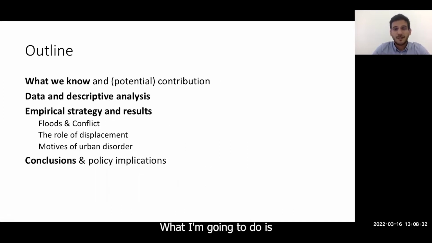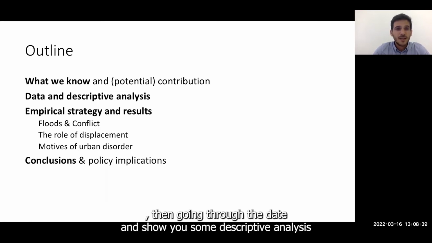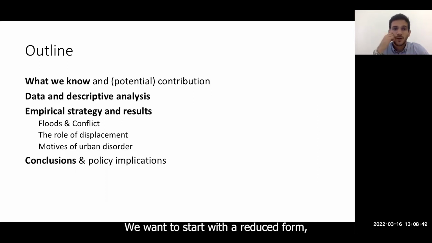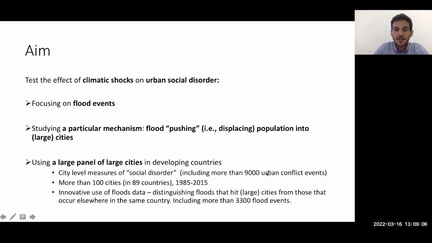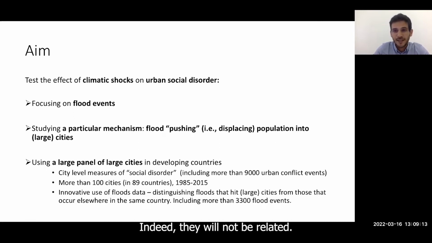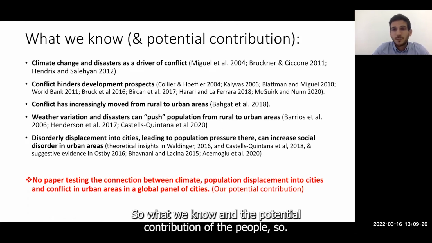What I'm going to do is mainly briefly tell you something about the literature and the potential contribution of the paper, then go into the data and show you some descriptive analysis, and then jump into the empirical strategy. We're going to start with a reduced form specification of floods and conflict, and then we're going to assess the role of population pressure, right? Which is what we have in mind, all right? Lastly, we're going to look at different motives of urban disorder, no? These 9,000 urban conflict events, we know for each of them what's happening, so we can explore that in detail, all right? Or a little bit more in detail. And then finally conclude.